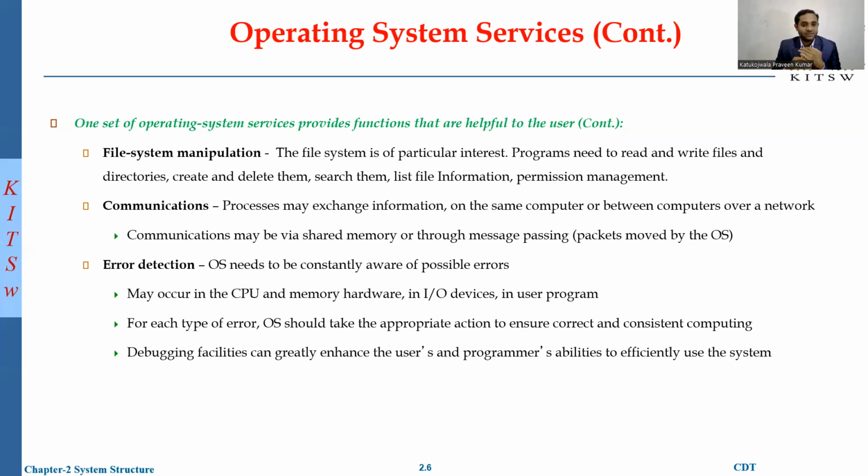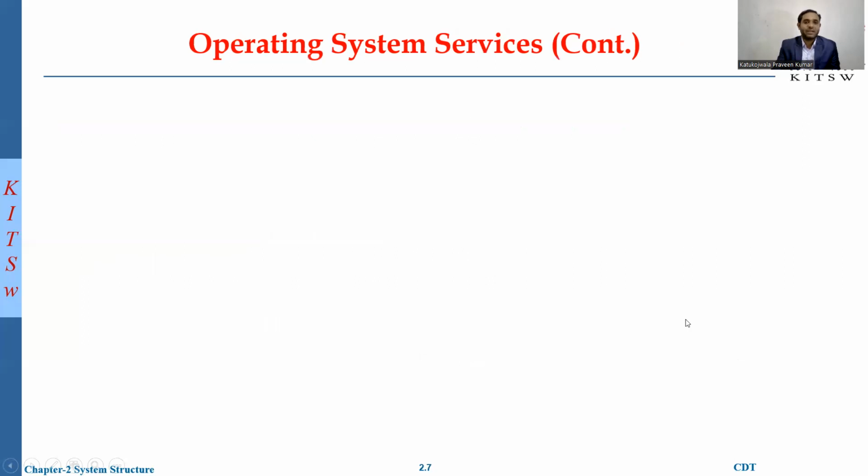Next service is error detection. The operating system needs to be constantly aware of possible errors. Errors may occur in the CPU and memory hardware, in IO devices, and in the user program. For each type of error, the OS should take the appropriate action to ensure correct and consistent computing. Debugging facilities can greatly enhance the users' and programmers' abilities to efficiently use the system. So this is the importance of error detection.